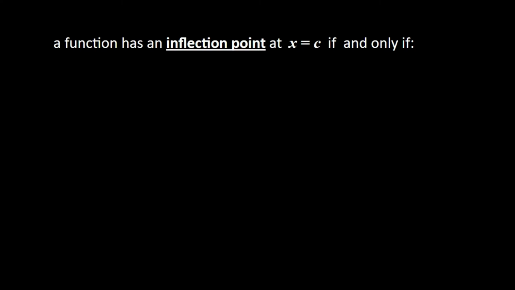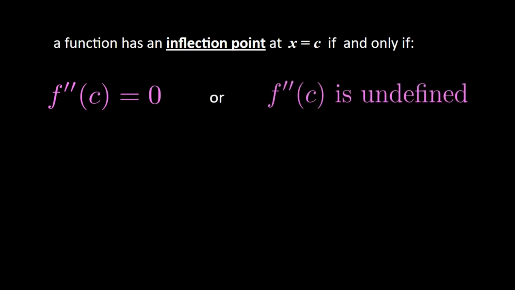One other item we have to deal with concavity is an inflection point. A function has an inflection point at x equals c if and only if the second derivative is 0 or the second derivative is undefined. Of course, that's probably causing you to flash back to critical values of your first derivative. But please don't call these x values critical values. That only applies to our first derivative. We're just going to keep track of these x values and call them possible inflection points.